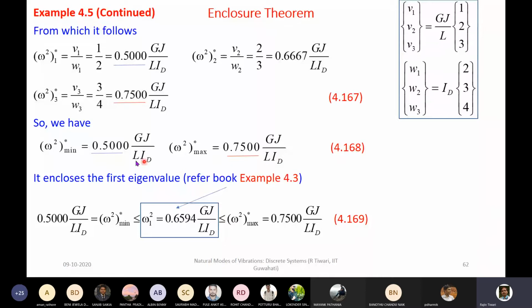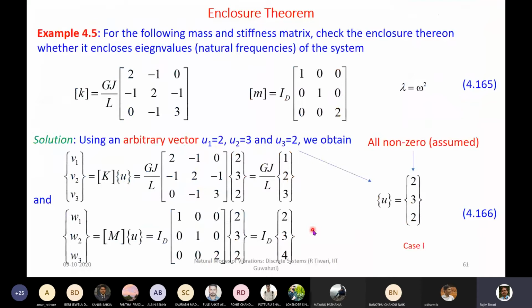So if we take the square root of this, we get the range of the natural frequency. One of the natural frequencies will be falling within this range. It will enclose one of the eigenvalues, between the minimum value and the maximum value. And as we know, using the conventional procedure of the eigenvalue problem, we can find the eigenvalue of this.